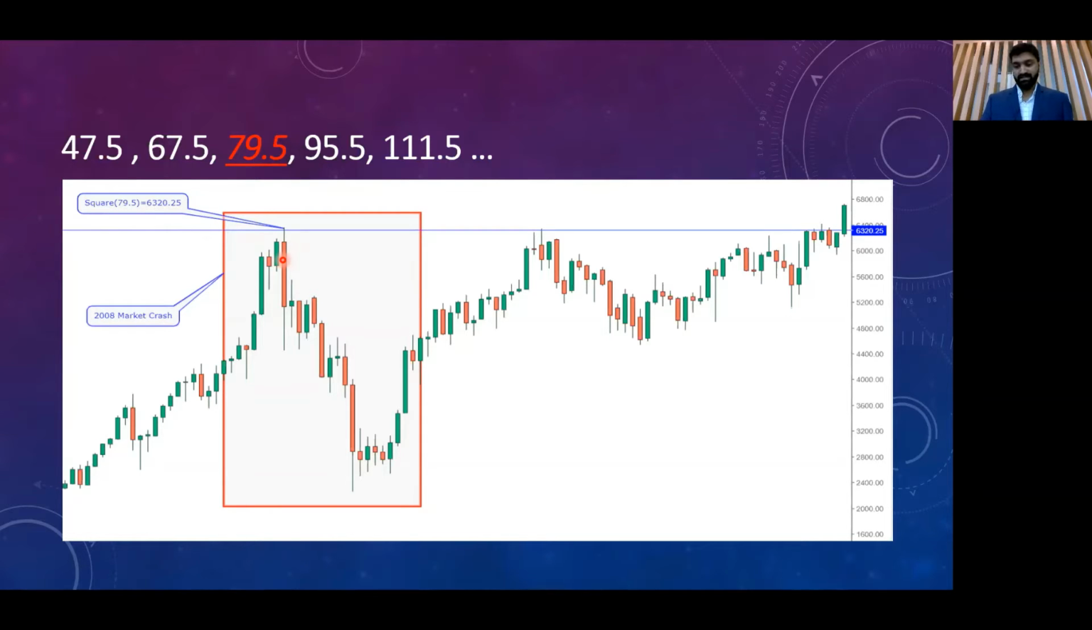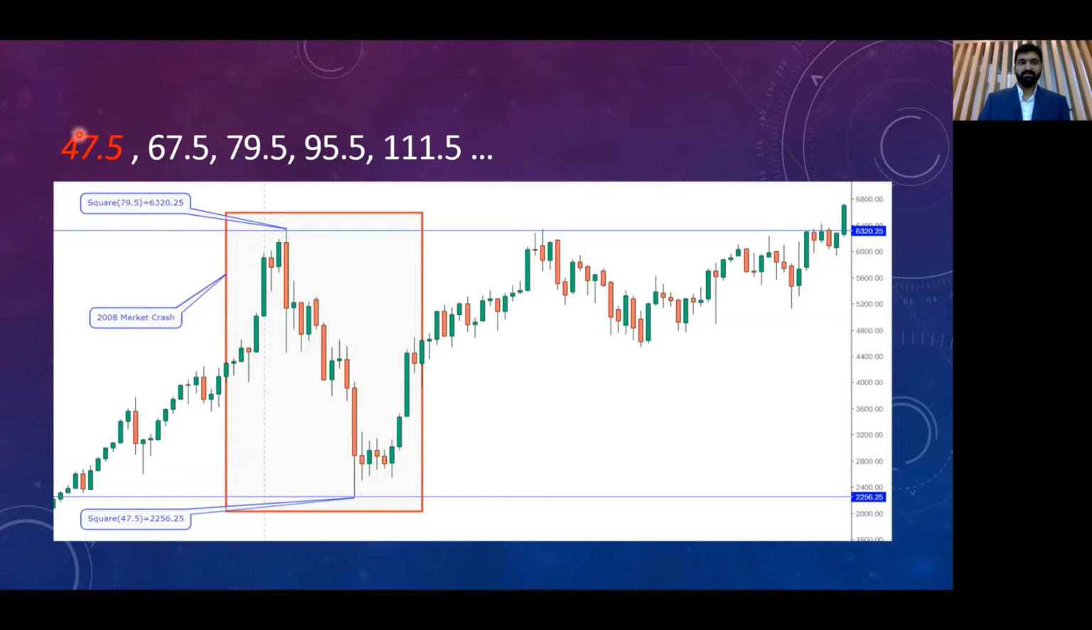Now, where do we end? Let's take the next number, 47.5. Square that number, we get 2256. Actually, on 27th October 2008, Nifty made a precise bottom at 2253. Interesting, right? Let's move forward.